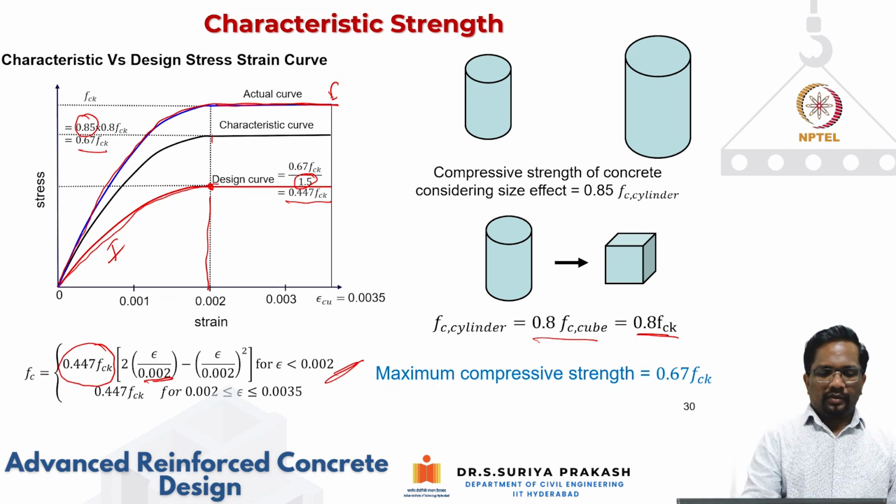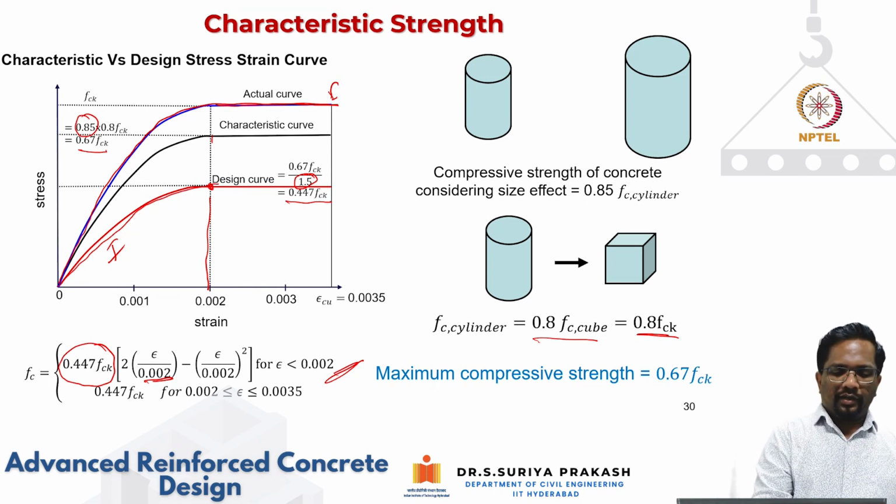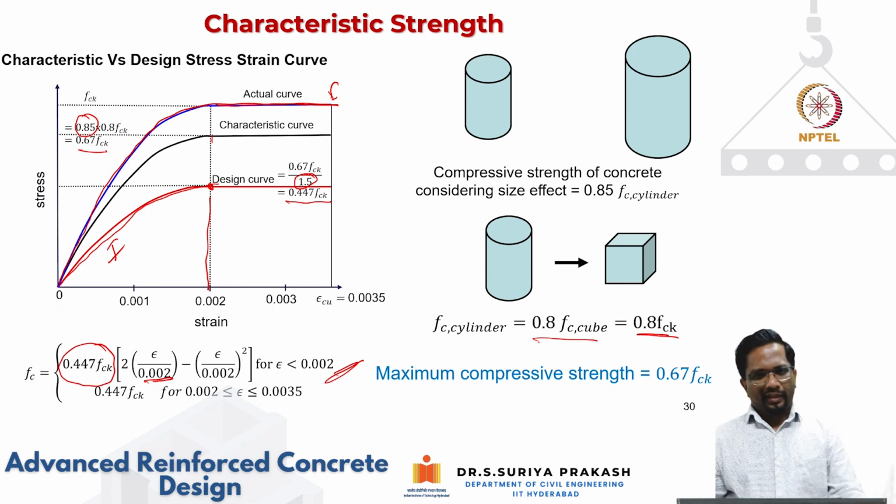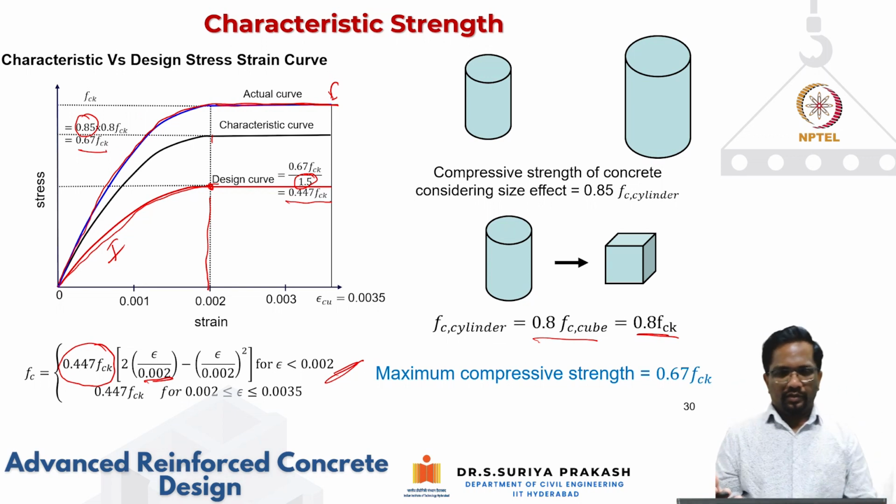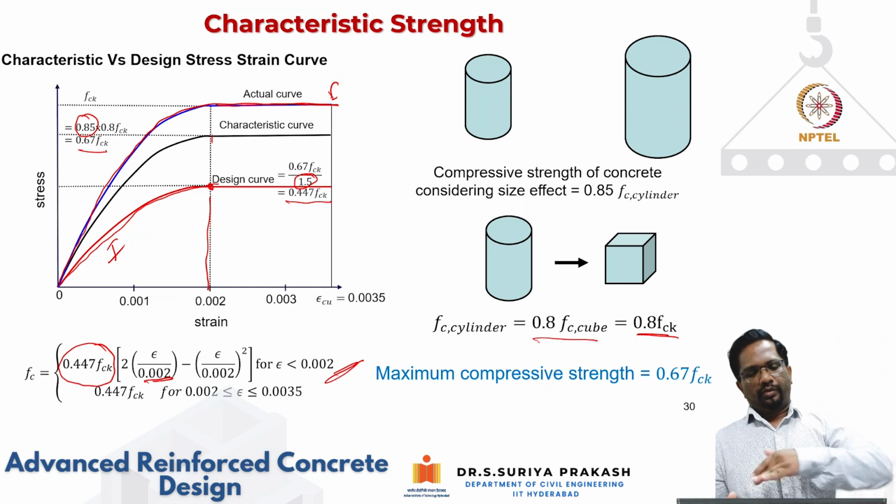Okay. So, and then for strain greater than 0.002, we take a constant value of stress of 0.447 FCK. Again, that is also in strict sense not correct, because if you test a cylinder, your shape will be different.